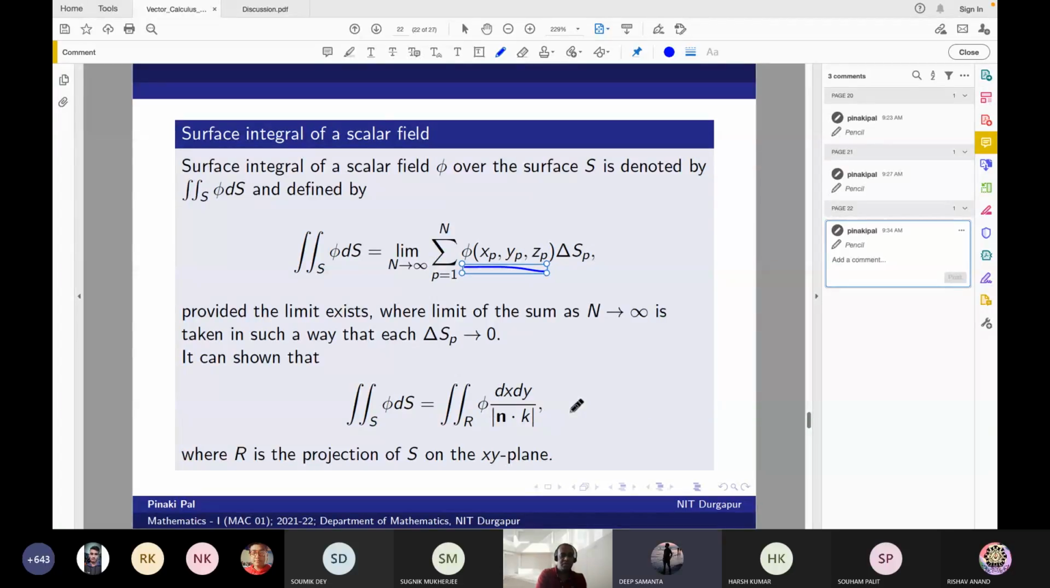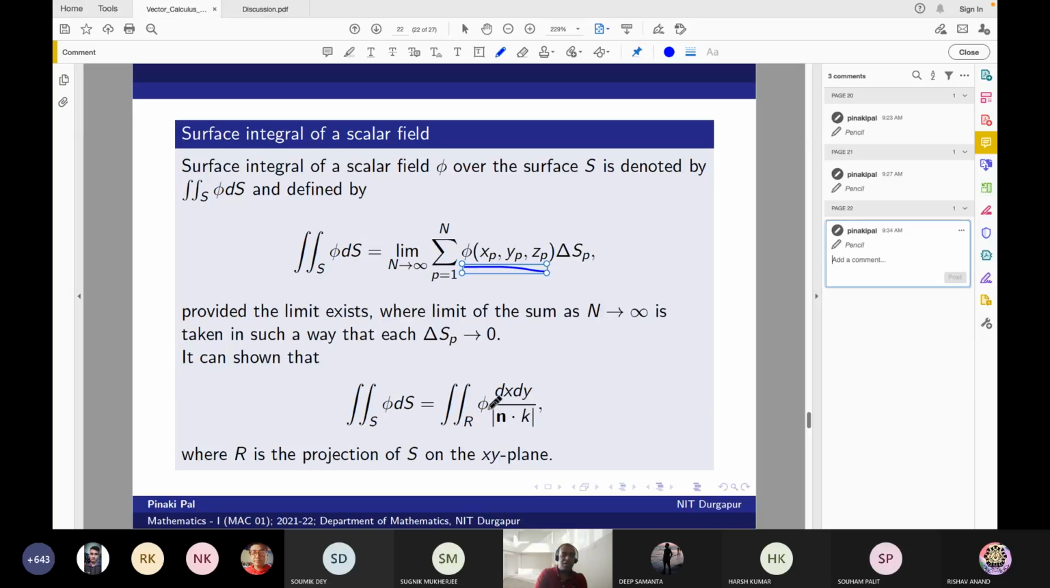Sir, you said that when we are converting from delta S_p, if we try to project it either on the XY plane or the YZ or the ZX plane, will we always get the same answer for the double integral? If the projection is allowed, you will always get the same result irrespective of your projection plane. Okay, you will get the same result.